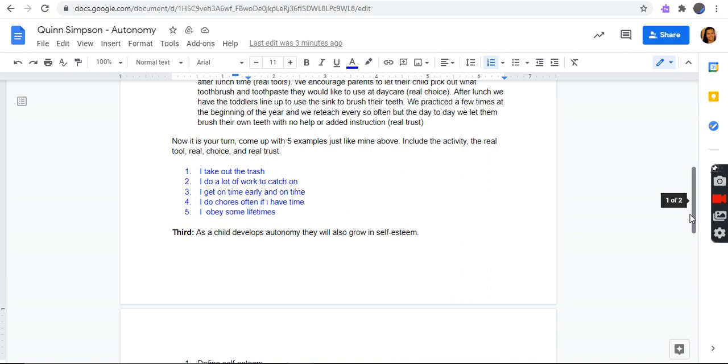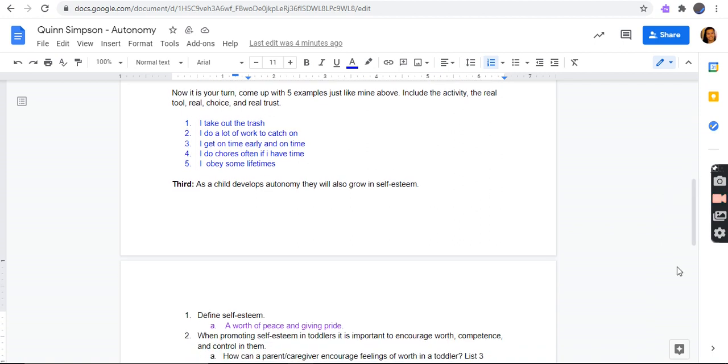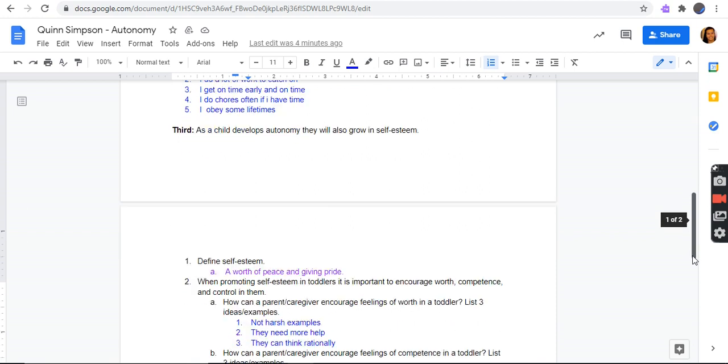Come up with 5 examples, just like mine above. Include the activity, the real tool, real choice, and real trust. I take out the trash. I do a lot of work to catch on. I get up early and on time. I do chores often, but if I have time. I obey some rules. Third, as a child develops autonomy, they will also grow in self-esteem.